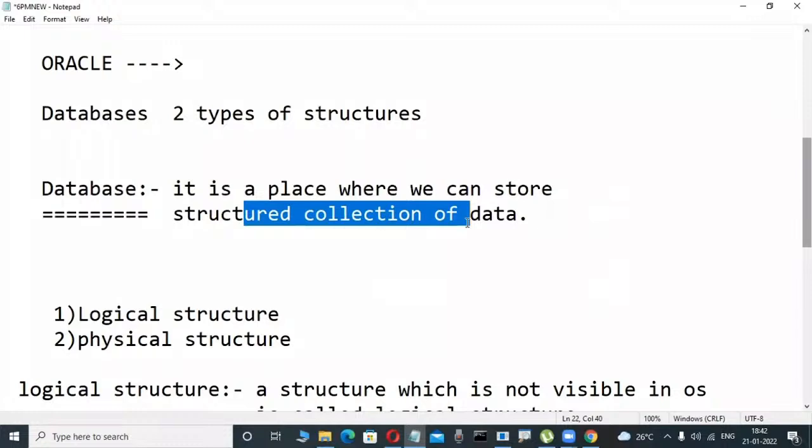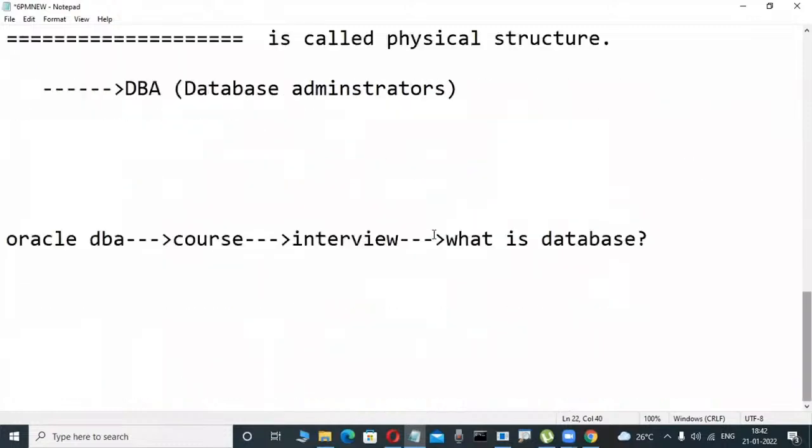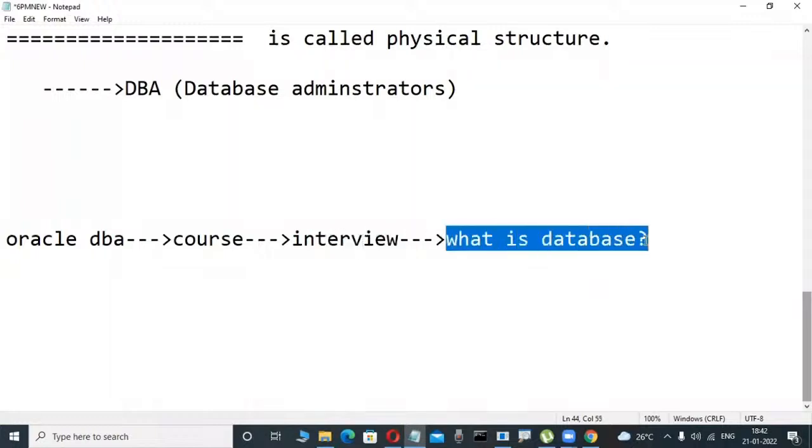They are understandable. But unfortunately, DBA persons have different knowledge. So when the interviewer asks what is a database, as a DBA programmer I am not telling that it is a place which stores a structured collection of data, that is wrong. That is the logical side. I am not telling that. I am telling the physical side.